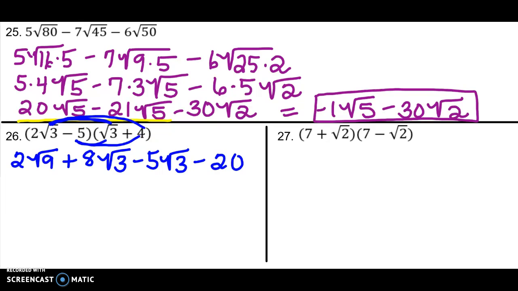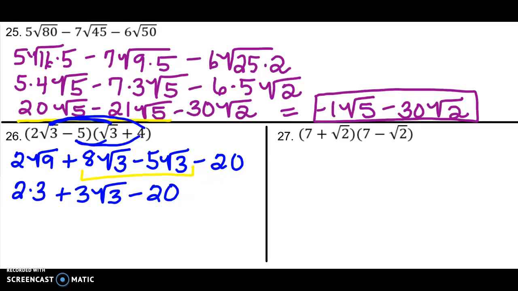First thing I recognize, though, is that this first term has a square root of 9, which we know the square root of 9 is just 3. So we can rewrite this first term as 2 times 3. Now, I also recognize that those are like terms. They both have a square root of 3. So I can combine those. 8 square root 3 minus 5 square root 3, that is 3 square root 3. Then we have a minus 20.